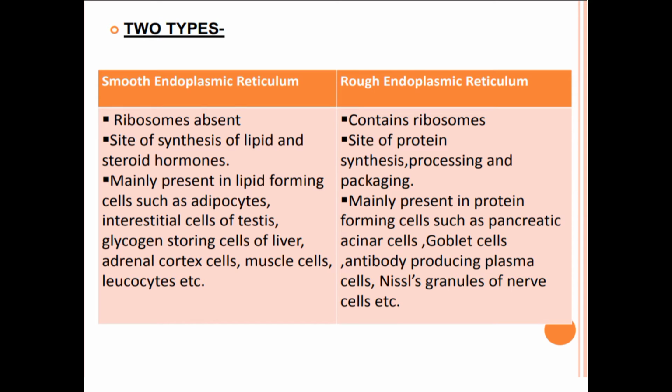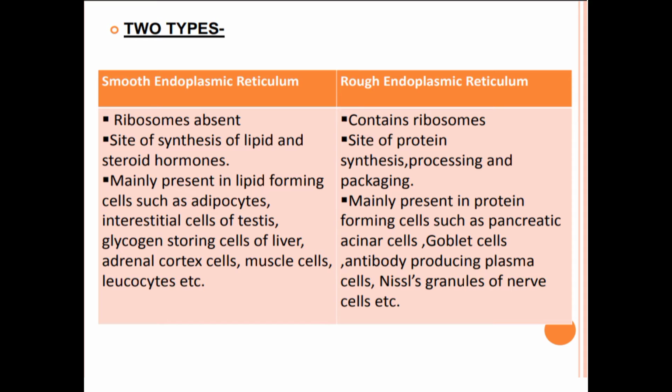Smooth ER is the site of synthesis of lipids and steroid hormones. But rough endoplasmic reticulum synthesizes proteins and also processes and packages the proteins. So this is the main difference between smooth endoplasmic reticulum and rough endoplasmic reticulum.